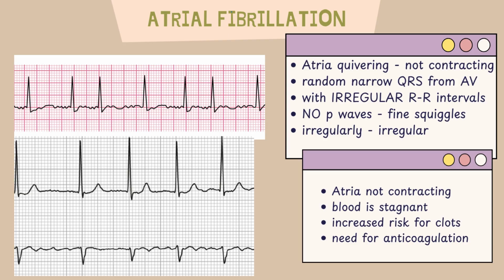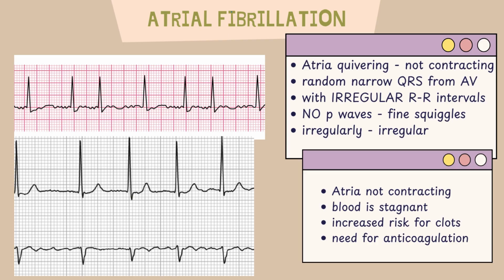And what happens is the AV node is picking up these signals at random and it sends narrow QRS complexes that come and go when they feel like it. Absolutely no rhyme or reason. And then we have this quivering, completely unformed lack of P waves where the atria is just sitting and shaking. And this is why this rhythm is called irregularly irregular, because there's random QRSs with random squiggles.